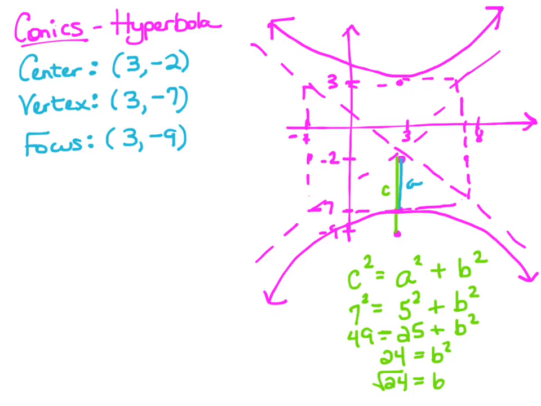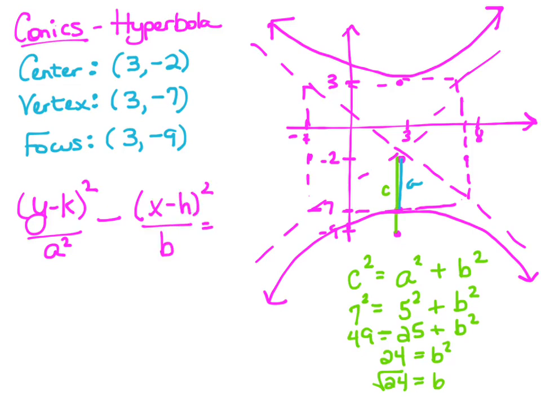And the last thing we need to do is write this equation. Now, since it's opening up and down, that means that my y part of the equation, that's the part that's going to be squared. So my equation is going to be in the form (y minus k) squared over a squared minus, remember hyperbola is the one that has the minus, (x minus h) squared over b squared equals 1. And my center is at (3, negative 2), so that means we're going to have (y plus 2) squared minus (x minus 3) squared.